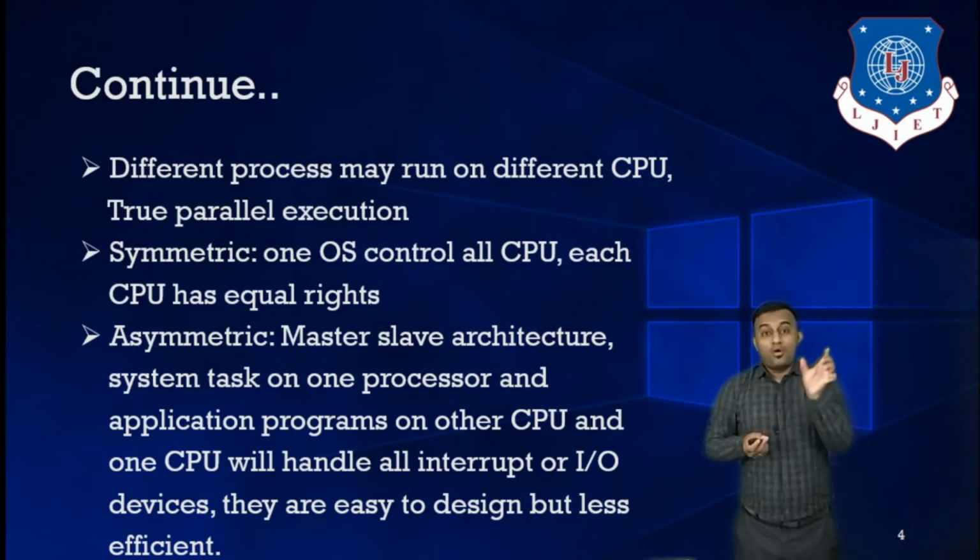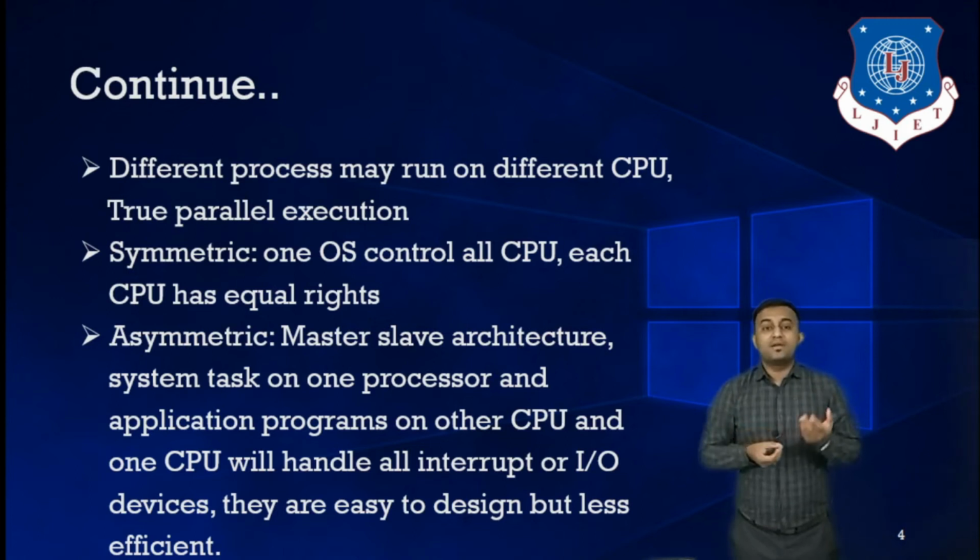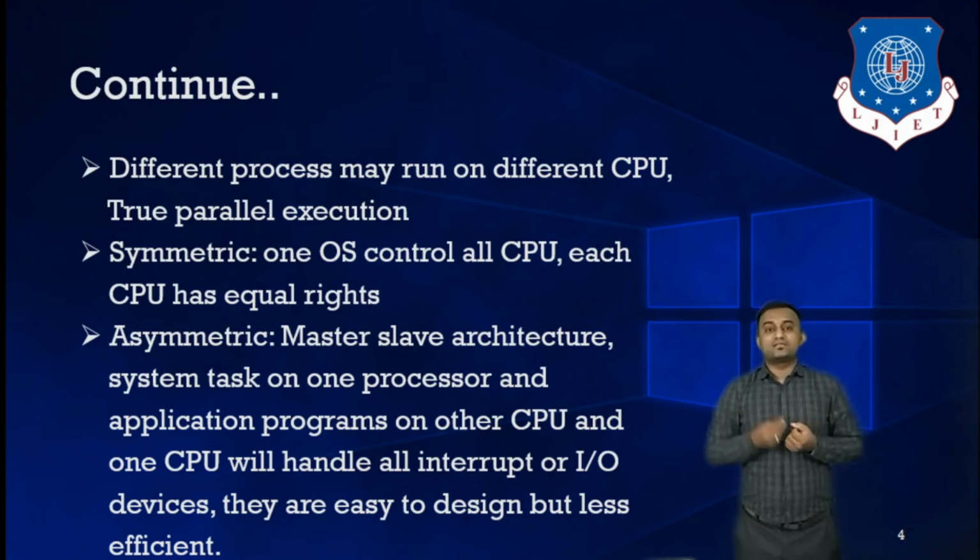So only one processor is dedicated to handling the IO-oriented or hardware-oriented interrupt activity, and the remaining processors handle user-oriented tasks. In this way you can implement the asymmetric architecture. In this case, they are easy to design, but less efficient. Why is it less efficient? We will see that in a later slide.